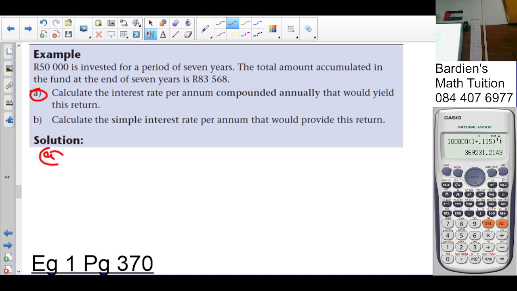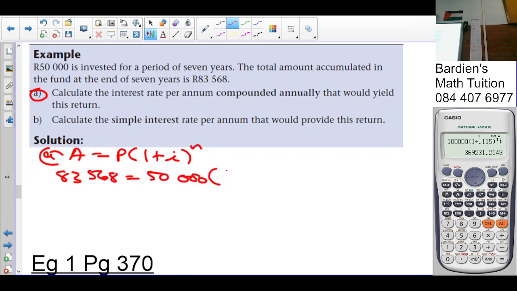Since it's compound interest, I must use the compound formula. So A is equal to P into 1 plus i to the exponent n. What's the A value? 83,568 Rand. What's my P value? 50,000, into 1 plus i, which is what you're calculating. They want you to calculate your interest rate, which is i, to the exponent 7 years. 7.